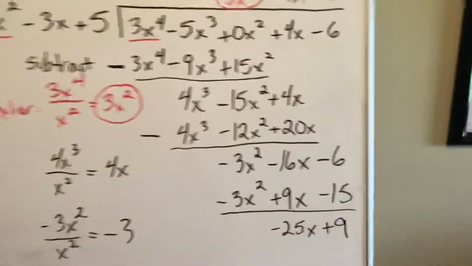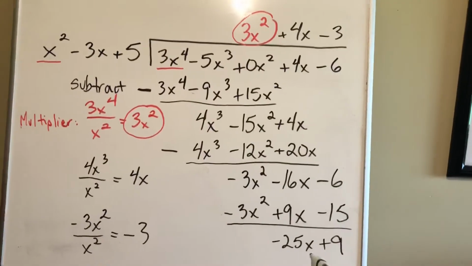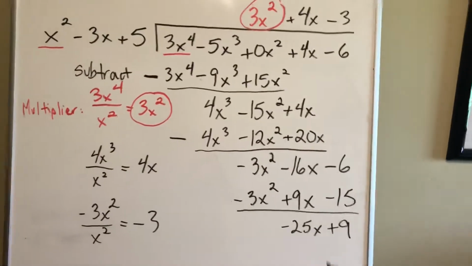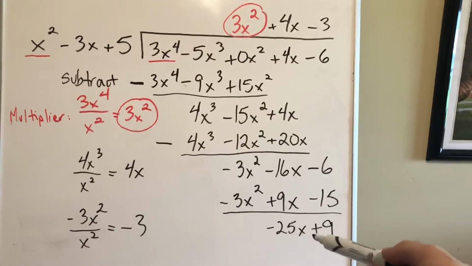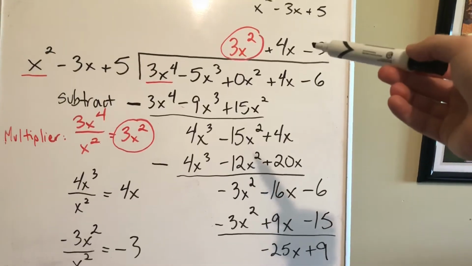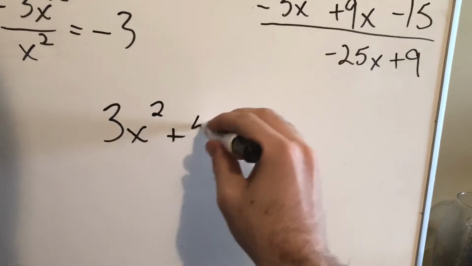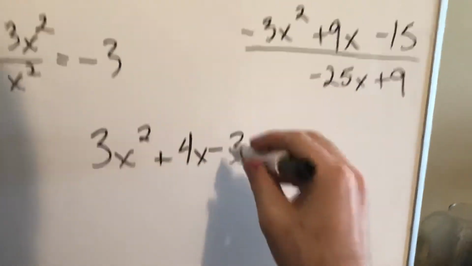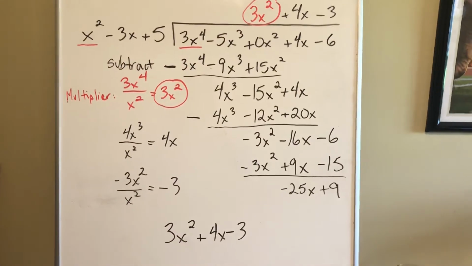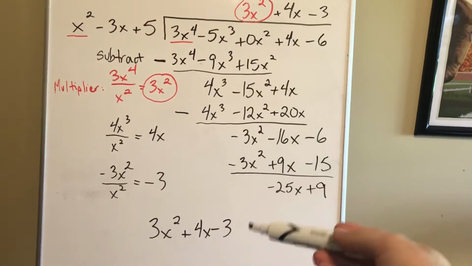So now, you can see we've kind of come to the end of the road here. I cannot take negative 25x and then divide it by x squared and come up with another term to keep this process going. What you have left here is going to be the remainder of this polynomial long division process. So up here we have our answer. So the result of this process was 3x squared plus 4x minus 3. Just going back to the top so you can see it. And then we're also going to have a remainder. This negative 25x plus 9 is going to be a remainder, but it does not get added on to the end of this just as is.